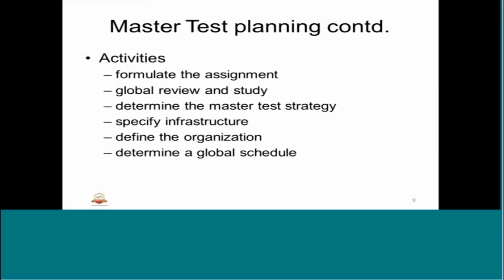So master test planning activities. I will highlight a few points which are important. Formulate the assignment, global review and study. That means what is the strategy in terms of reviewing the outcome of the test, and how the team can start in terms of study. Determine the master test strategy. What is the basis on which the test strategy can be determined? Specify the infrastructure, define the organization, determine the global schedule. It means based on all these five above, the schedule is drawn, coming out with an execution plan for the same. So these are some of the activities.